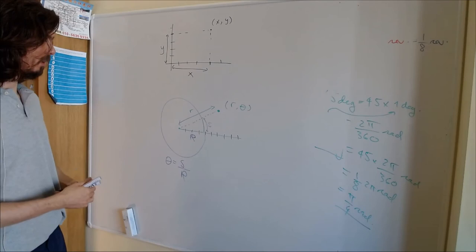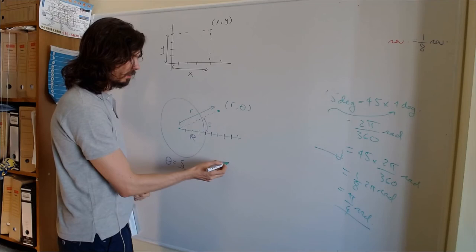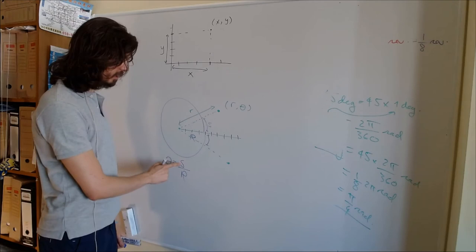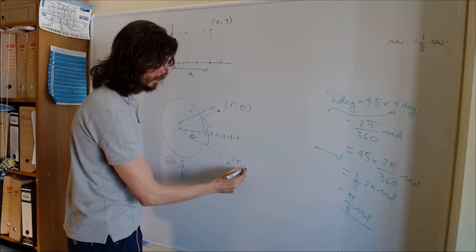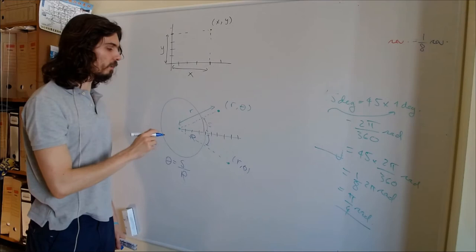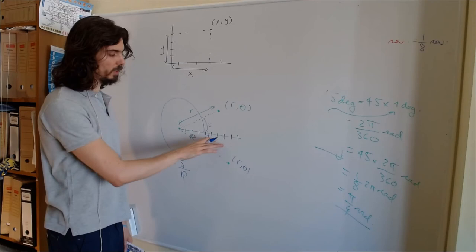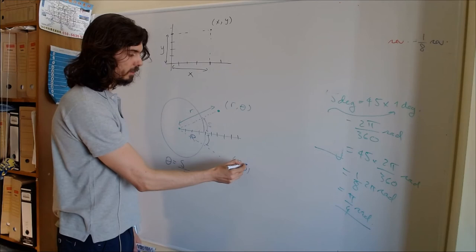If the point was here, you would repeat the same procedure. Here's the line. You measure the arc length, again divide the arc length by the radius, which is the same by the way, and now you have r and theta. However, there is a convention. If the rotation that you have to introduce is counterclockwise, like in this case, theta is positive. If the rotation is clockwise, then theta is negative. This is negative, here's positive.